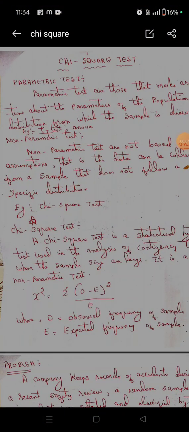In this video, we shall discuss the chi-square test, which is the most important statistical part for MSc Mathematics students and research-oriented students in their respective master degrees. Before looking into what is chi-square test, we have to know what is parametric test and non-parametric test separately.